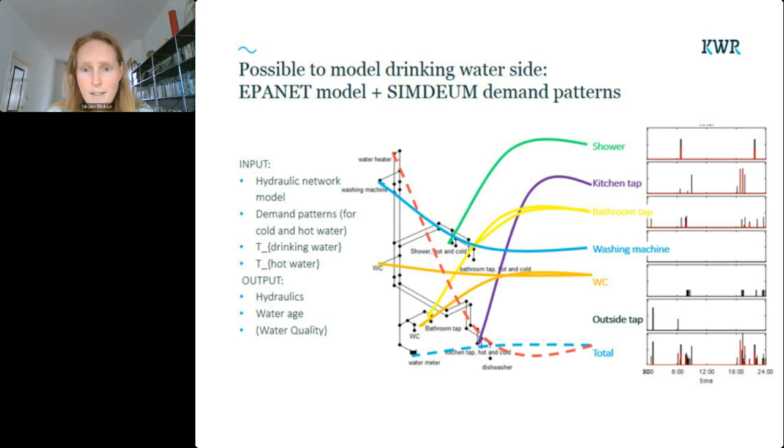So the shower has a pattern, the kitchen tap, and you can see the black and red are the differences between hot and cold water. And then with this combination of demand patterns and your hydraulic network model, you can calculate hydraulics, so that's pressure and flows, the water age that Jim already introduced, so how long is that water inside the system, and then water quality. And this could be anything as long as you know how to model it. And I'll give an example of temperature modeling.